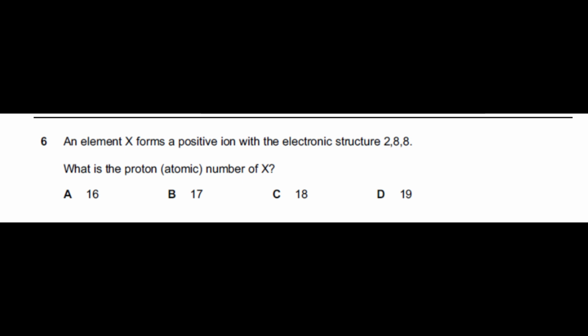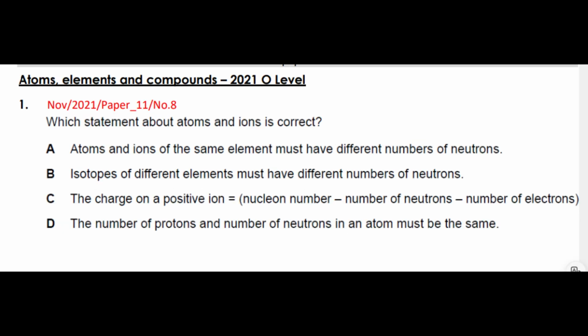The next and the last question of this video is which statement about atom and ion is correct? Before I read the options, you must know that an atom is neutral, an ion has a charge, and ions are of 2 types, the positive and the negative. The positive ions are formed when an atom loses an electron and a negative ion is formed when an atom gains an electron. Now let's read the options. Alpha says atoms and ions of the same element must have different numbers of neutrons. No, only the number of electrons can be different, but neutrons and protons remain the same. Neutrons are different for the isotopes, not for the ions of the same atom.